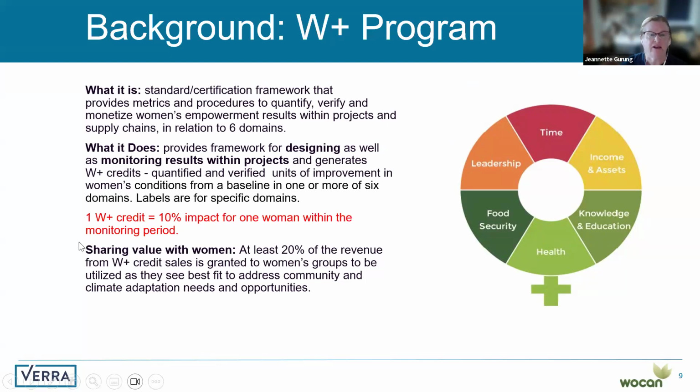And that's mentioned at least 20%. And in many cases, projects are sharing much more than 20% of the revenue. And that goes down to women's organizations who are able to use that money as they see best fit. So this is really not for the project developer to determine that they want to, for example, use the money to subsidize more cook stoves. No, this is for women alone to make their decision on how to use that money. Okay, next.